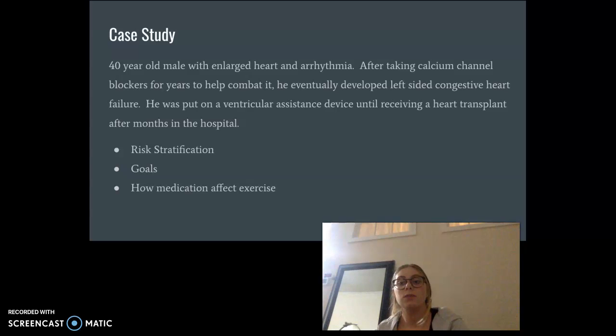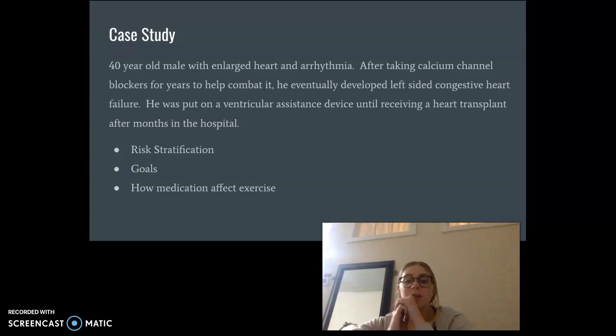He was on a ventricular assistance device until he eventually received a heart transplant after being in the hospital for a while. Because of his congestive heart failure, he's considered high risk. And he does have goals. His reasoning and goals for exercising are so that he can get the most out of his transplant and live the most healthy and normal lifestyle that he can.